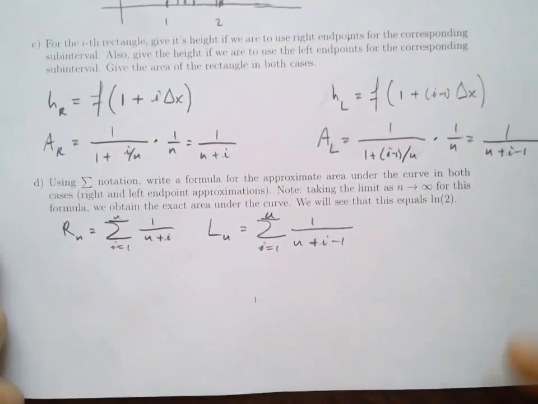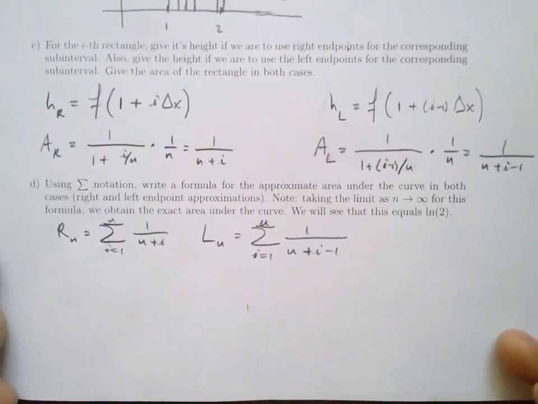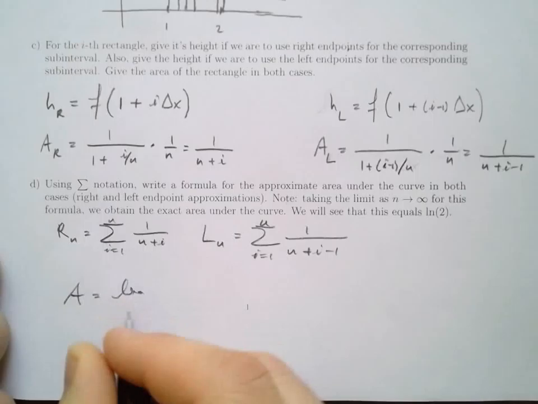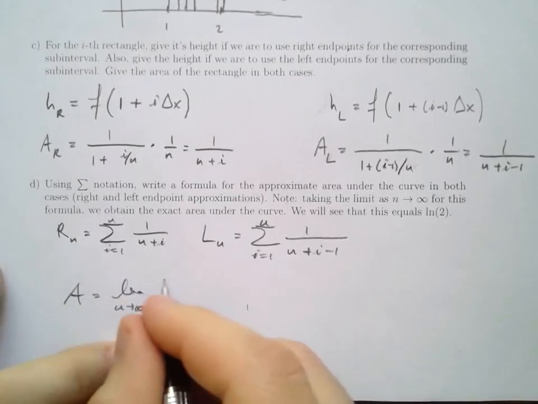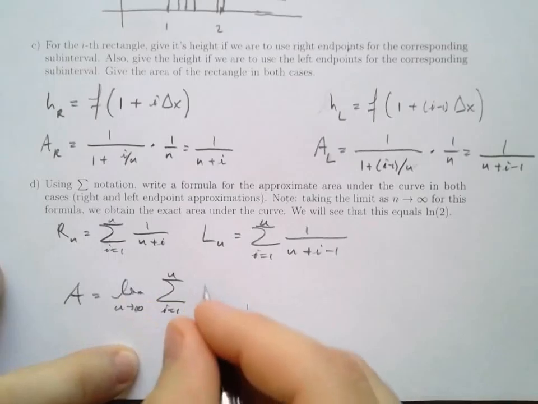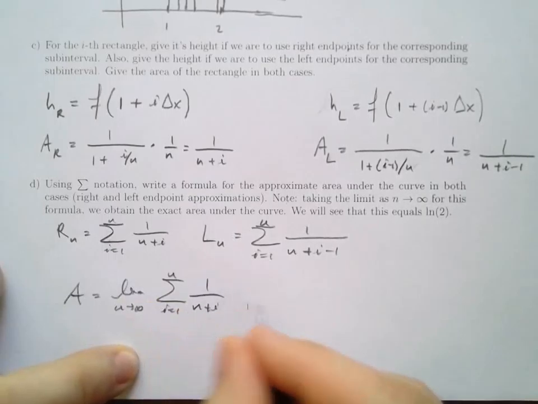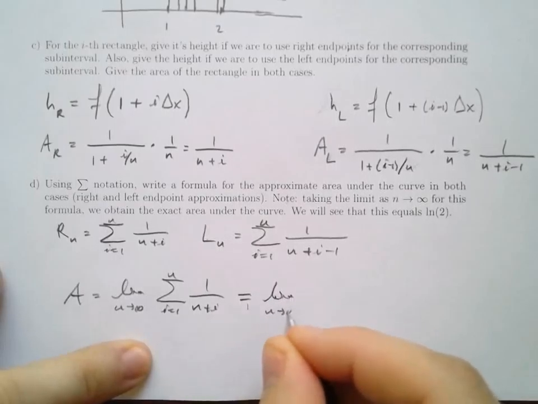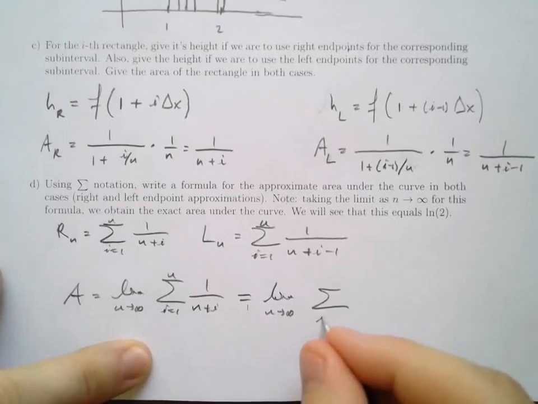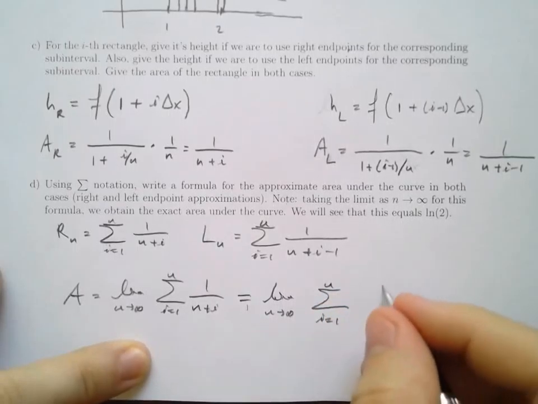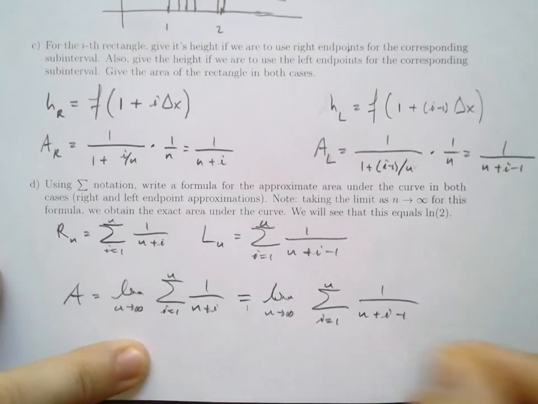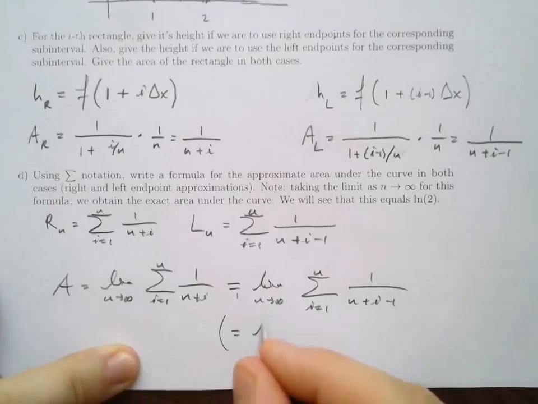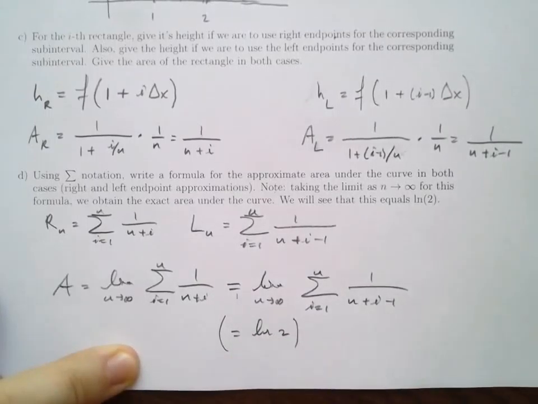And of course, we saw in class, if we take the limit of this as n goes to infinity, we obtain the area under the curve. So the area under the curve is the limit as n goes to infinity of the sum i goes from 1 to n of 1 over n plus i, and it's also equal to the limit as n goes to infinity of the left approximation, the sum i going from 1 to n of 1 over n plus i minus 1. And it turns out we will see that this is equal to natural log 2 later in the worksheet.